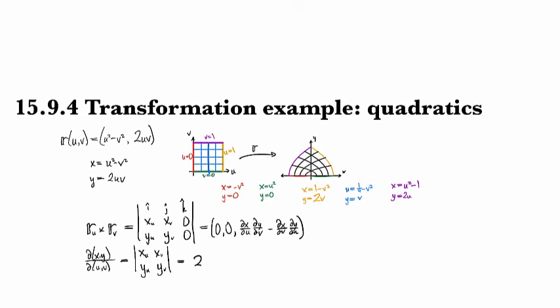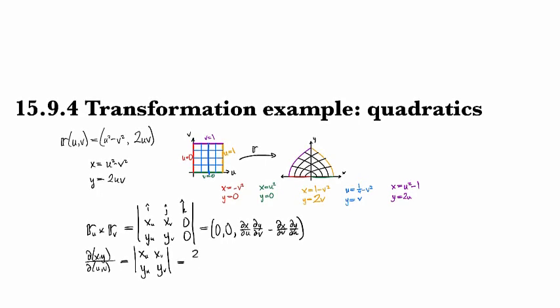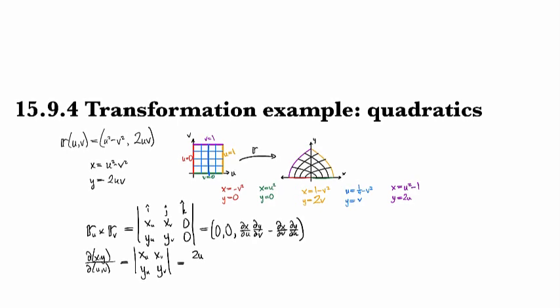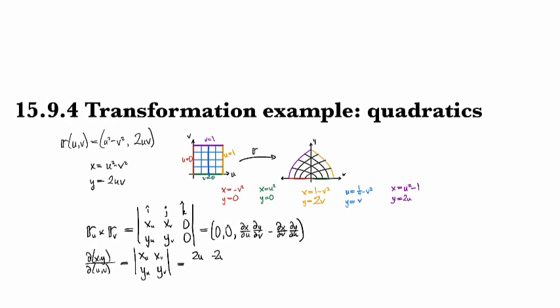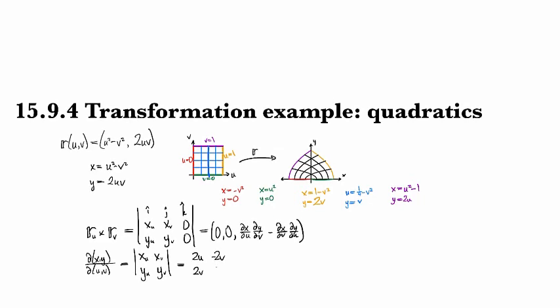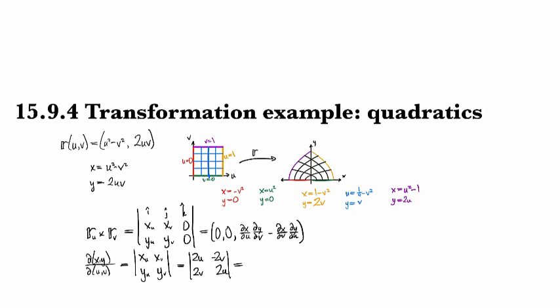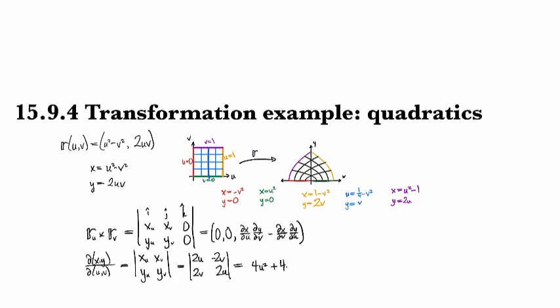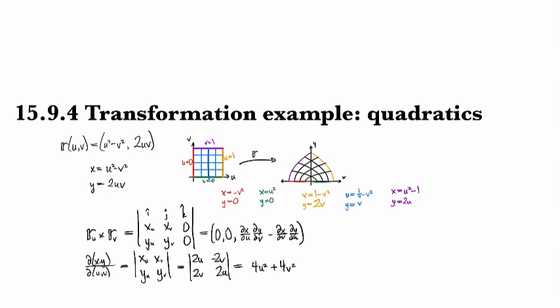So we get 2u and minus 2v, and then 2v and 2u. Okay, so that gives us 4u squared minus negative 4v squared. So there's our Jacobian.